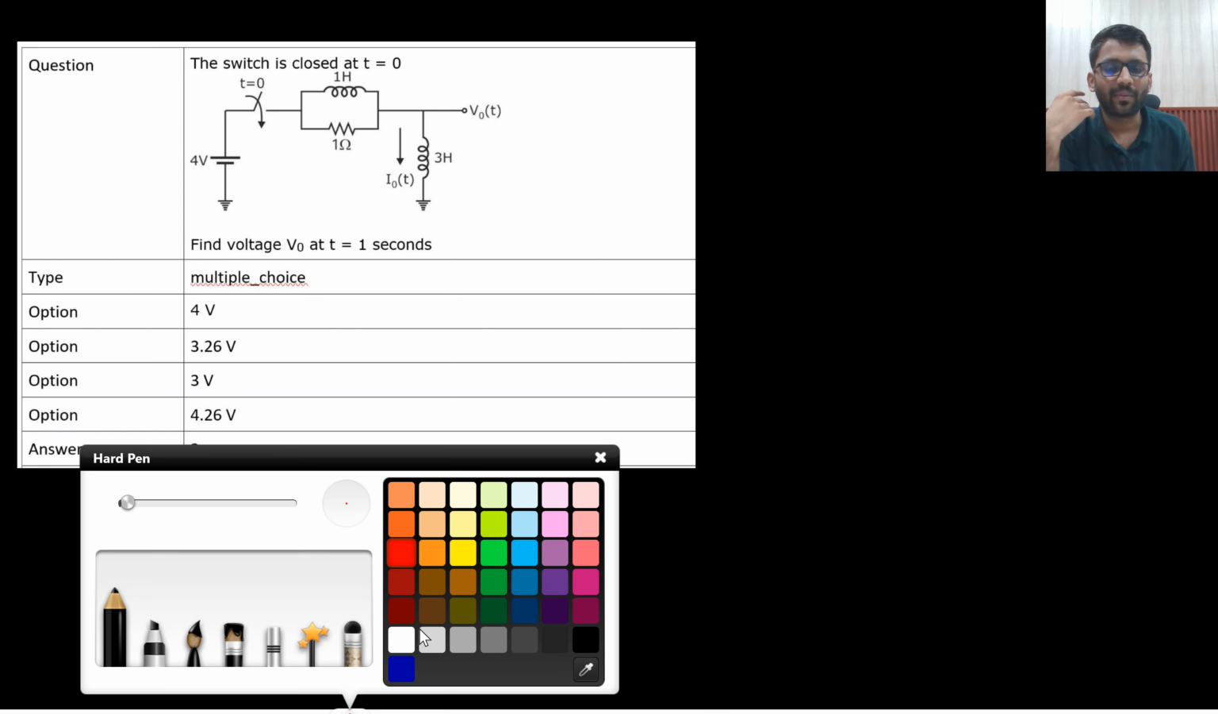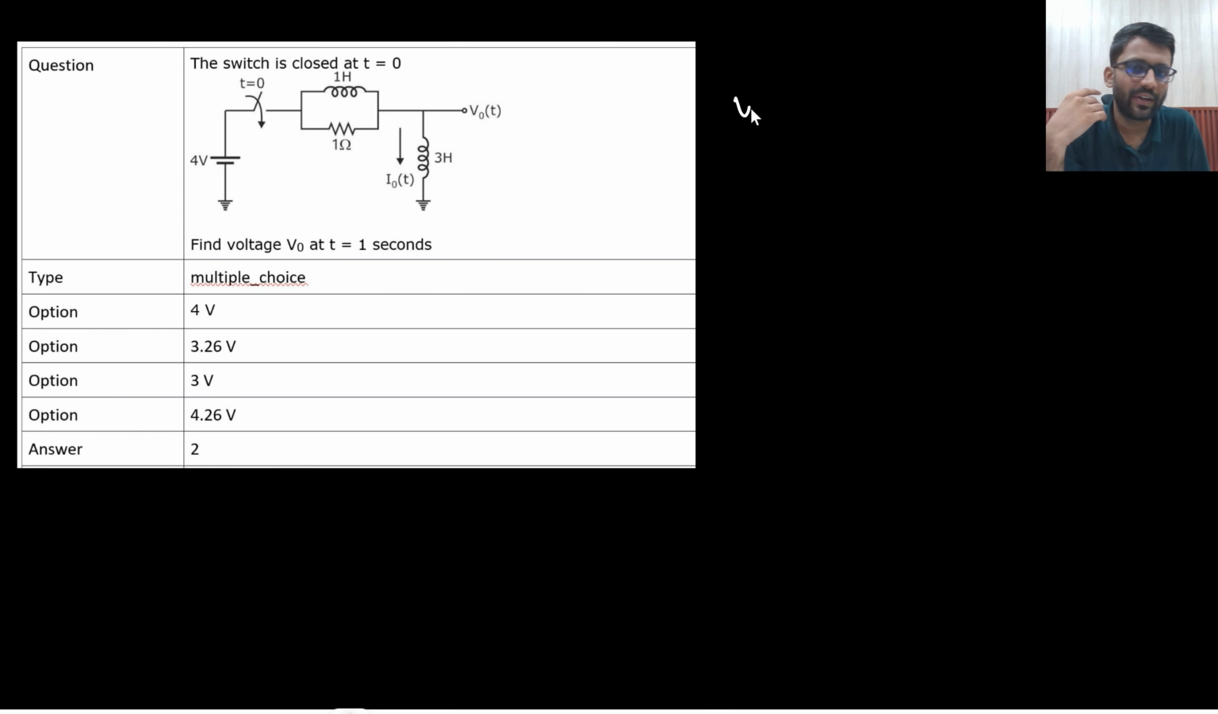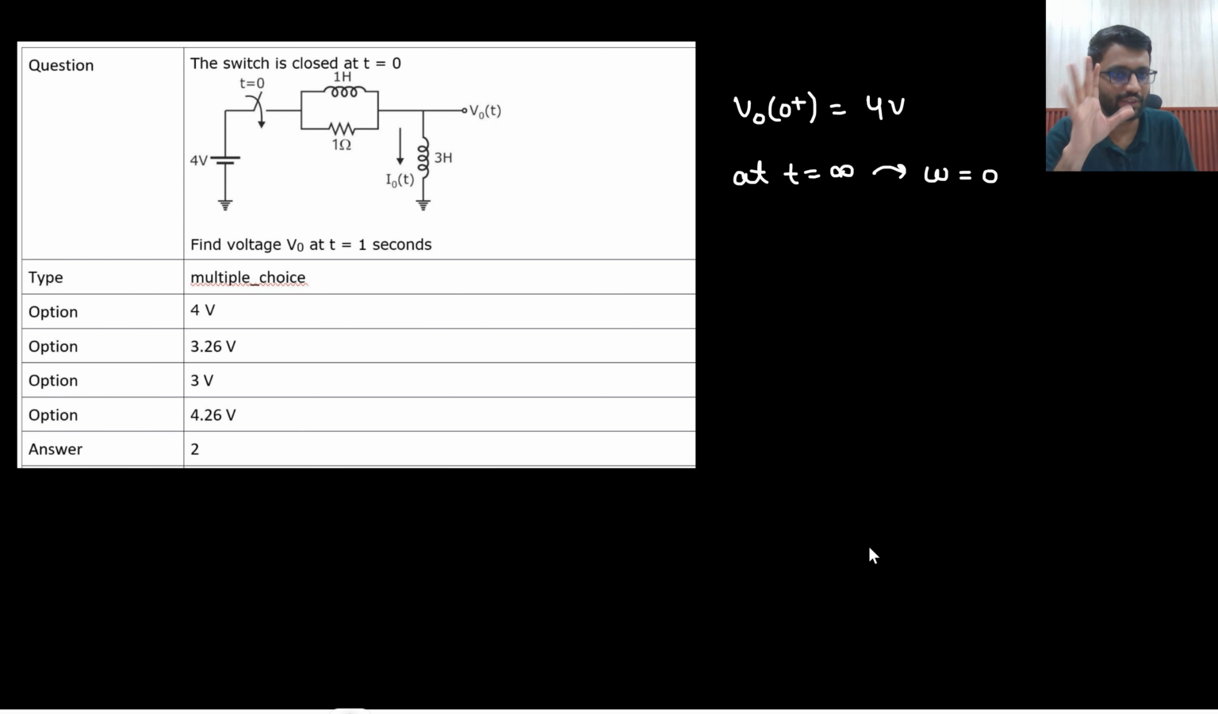At t equals to 0, what will happen? V naught value at t equals to 0. Both inductors will be open circuited. So simply 4 volt will come across it. So 4 volt. At t equals to infinity, what will happen? At t equals to infinity, both inductors will be shorted, right? Both inductors will be shorted. At t equals to infinity, what will be the frequency content? Omega equals to 0. I hope you know all these concepts. So at t equals to infinity, frequency content will be omega equals to 0.